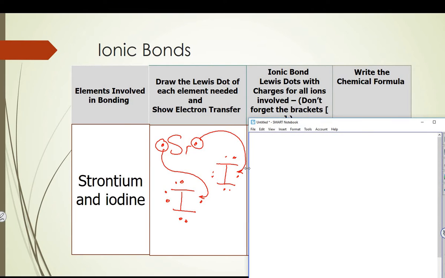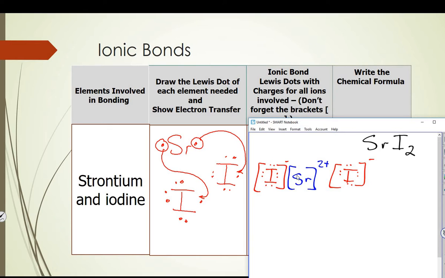Okay, so that's what we have already. So we would draw strontium in the middle with brackets around it with a 2+ charge. Then we would put iodine on either side with 8 electrons around it and a negative charge. Then to write the chemical formula, for every 1 strontium, I needed 2 iodines. So the formula I would write is SrI2. That would be full points.